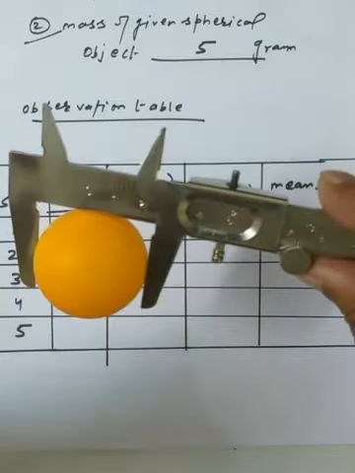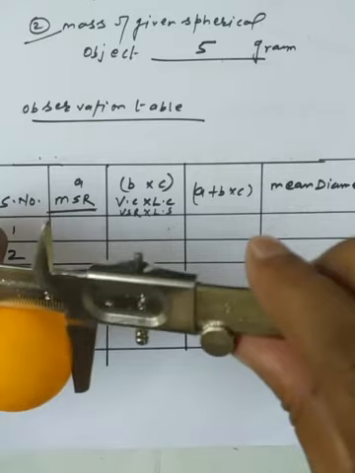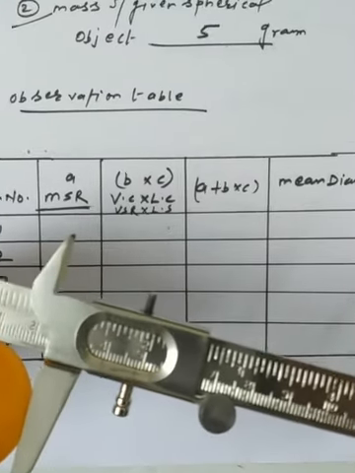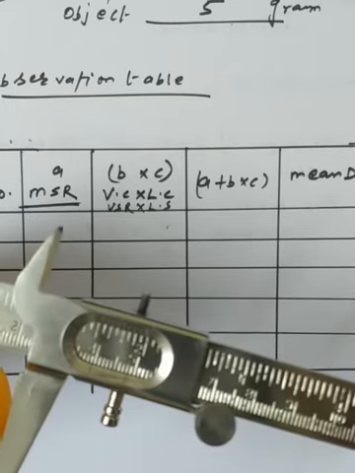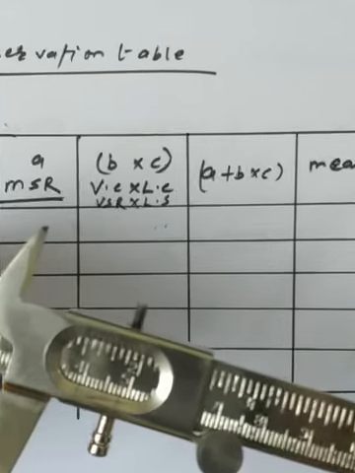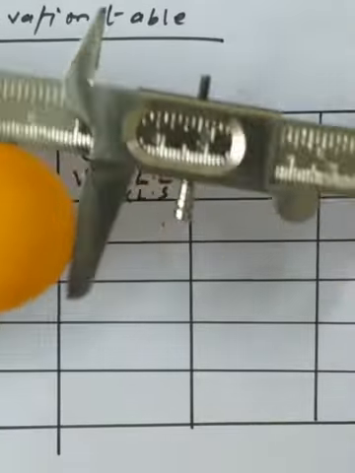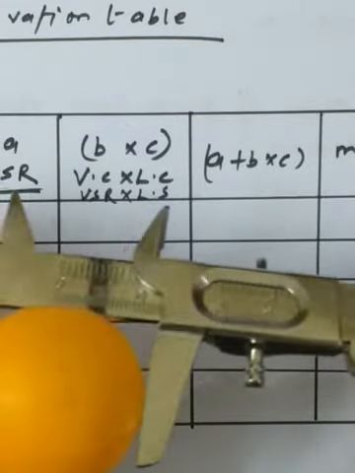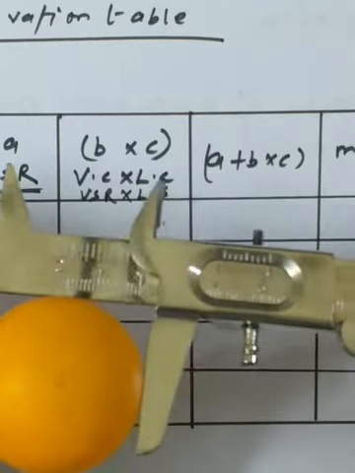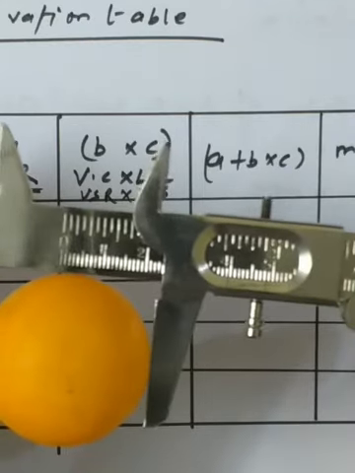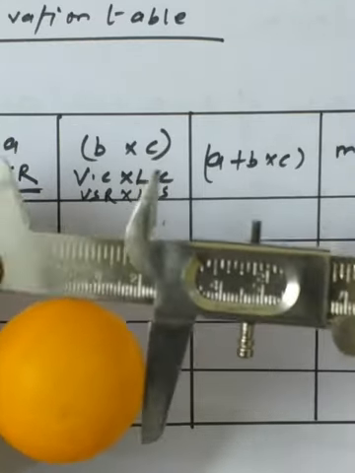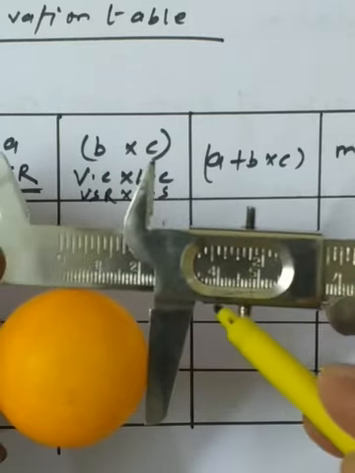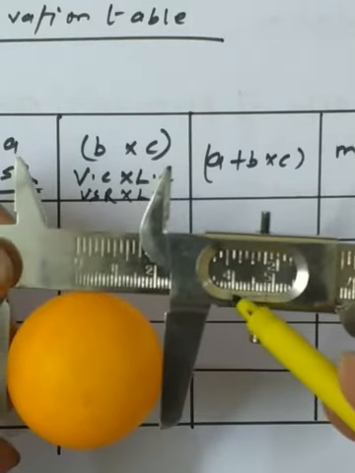First we have to discuss the main scale reading. So here I am getting the main scale reading, and this is the zero of the vernier scale we have. Now I am approaching this one, which is the zero of the vernier scale.